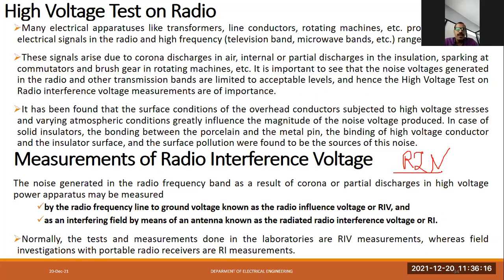So whatever be the measurement of RIV, it means the noise generated in the radio frequency band. It may be a result of corona, or partial discharge due to insulation failures. In high voltage apparatus, that can be measured by the radio frequency line to ground voltage. The second one is an interfering field measured by means of an antenna, which is known as radiated radio interference voltage. The first one is the radio influence voltage, RIV, and the second one is radio interference voltage, RI.